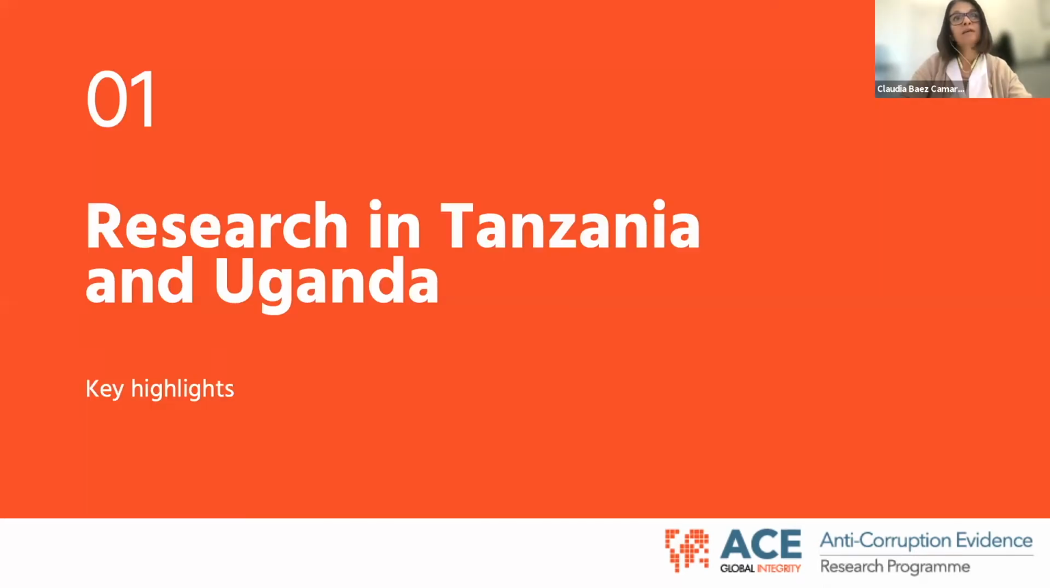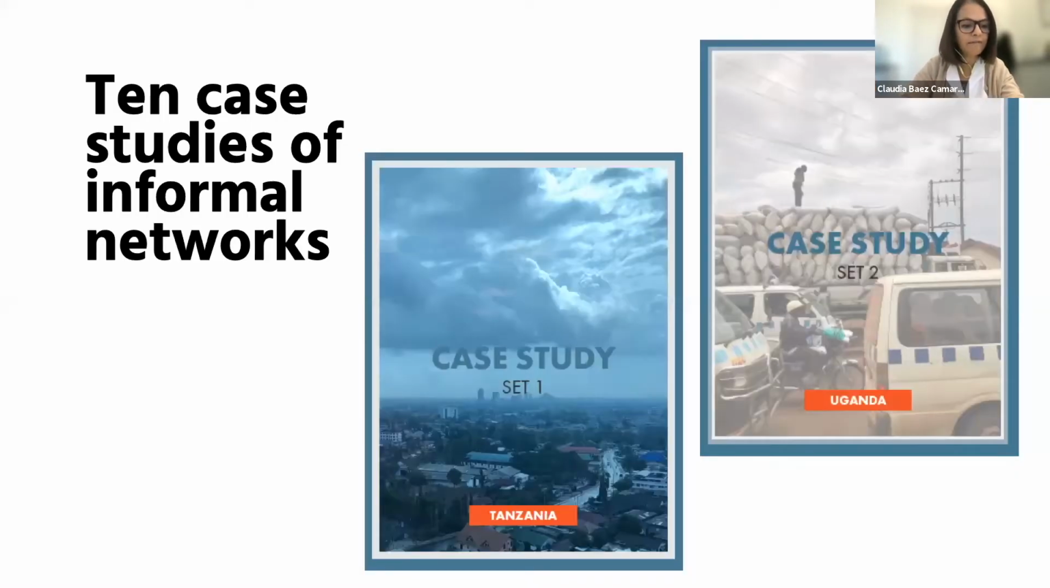So I'll start by giving you some highlights from our research in Tanzania and Uganda. We have compiled 10 case studies of informal networks. I will take you on a little journey today, and I'll give you an overview of our findings. Of these 10 cases, 6 come from Tanzania and 4 from Uganda. And as I take you through the highlights of our findings, there are a few things that I want you to keep in mind, okay?